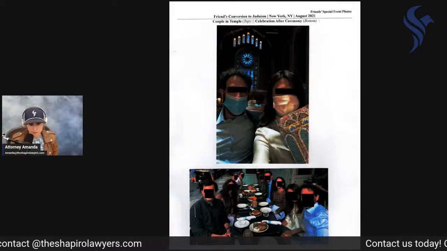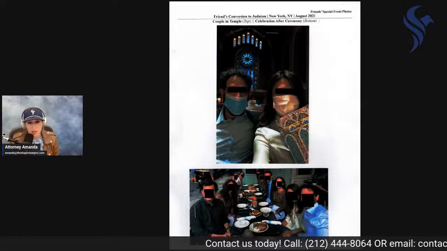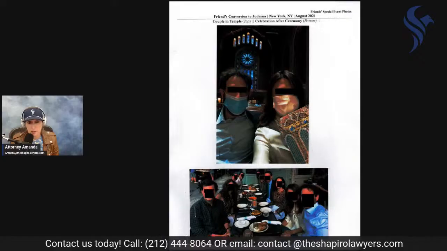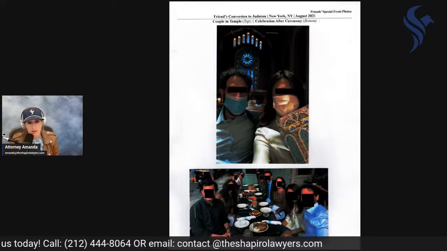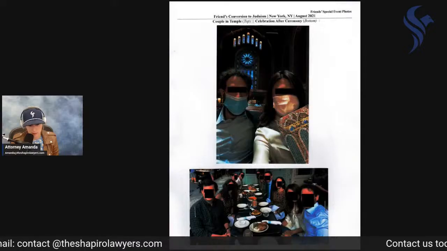But here, something very unique that I think is a first. The couple went together to the petitioner's friend's conversion to Judaism. So we have the couple, and you can see they're clearly in the temple.